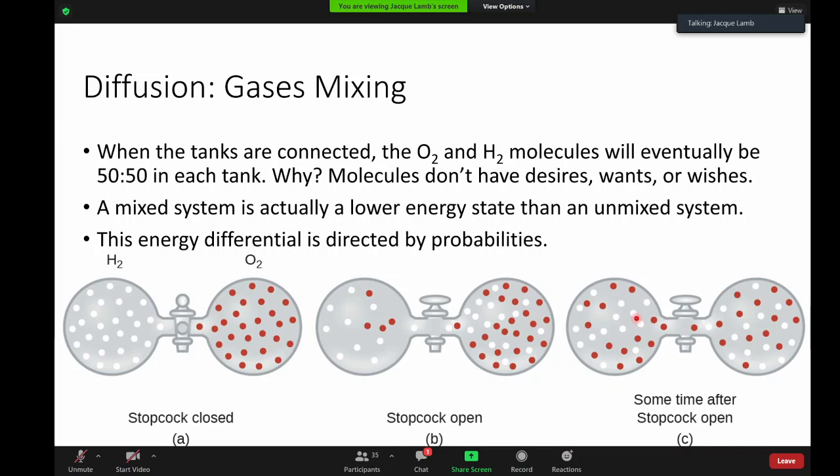The system is actually lower energy in this form when the molecules are randomly mixed than they are in this form where they're separated by type. That lower energy is actually directed by probability. There are many more probabilities of having the molecules dispersed randomly than there is having them arranged like this.